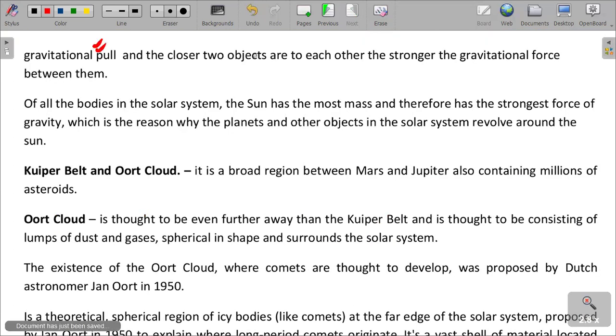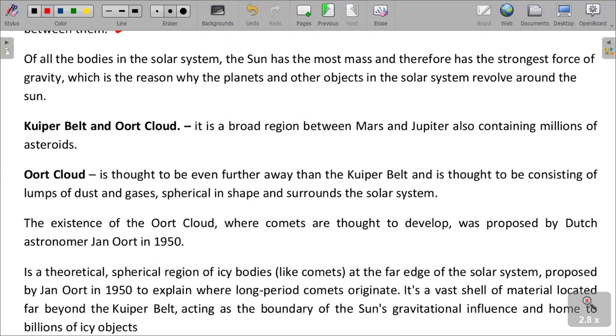The closer two objects are to each other, the stronger the gravitational force between them. Of all the bodies in the solar system, the sun has the most mass and therefore has the strongest force of gravity, which is the reason why the planets and other objects in the solar system are revolving around the sun.